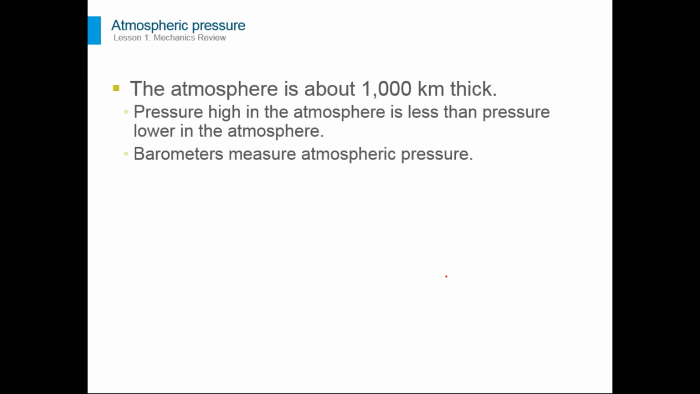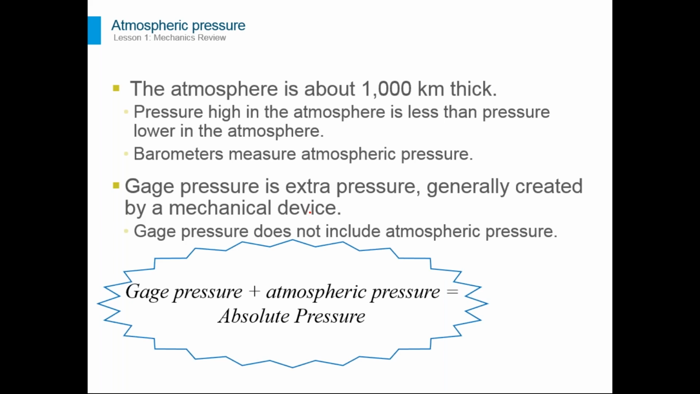So if you're looking at your tires, they've got 32 psi. That's in addition to the atmospheric pressure. So we're taking the atmospheric pressure and we're just kind of ignoring that. We're setting that as sort of a baseline of 0, and then we're saying on top of that, we need to add 32 pounds of pressure per square inch. So that is what we call gauge pressure. That's the extra pressure from a mechanical device that's on top of the atmospheric pressure.